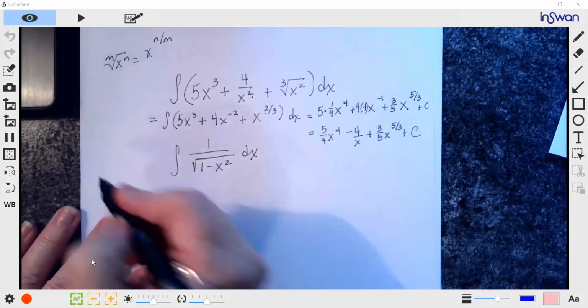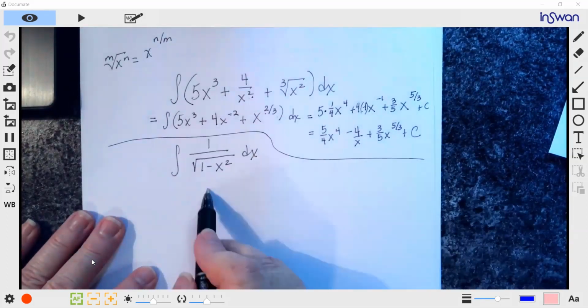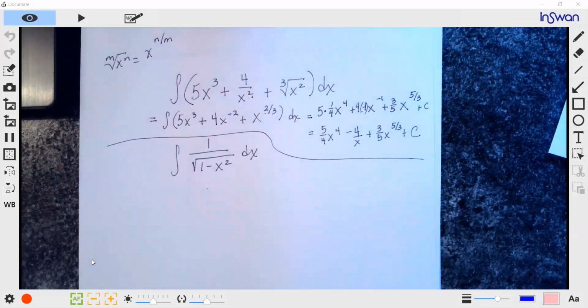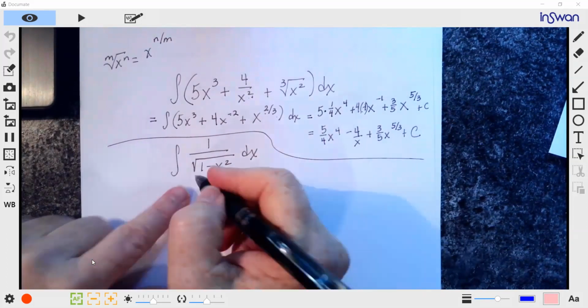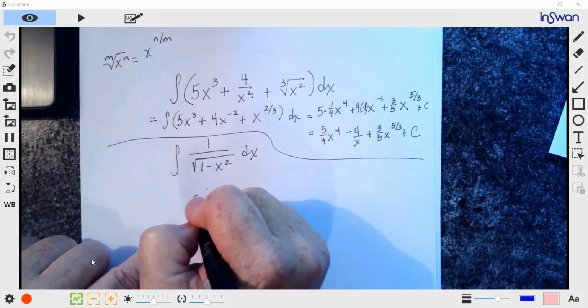All right. What about this one? Anybody at all remember whose derivative is 1 over the square root of 1 minus x squared? Arcsin. Yay! Arc sine x. So we've got arc sine x plus c.